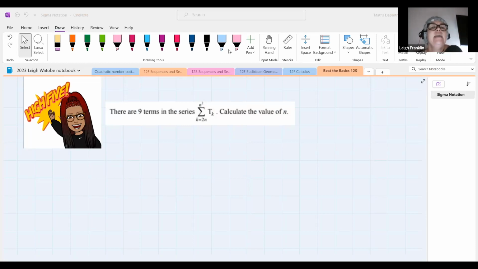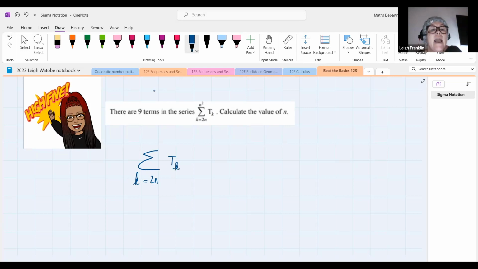Okay, this is again a little bit of problem solving, but again, it is application of the basics. Always, always, always application of the basics. They have given us something that's quite unusual. We've got the sigma symbol. We've got at the bottom k equals 2n. Our rule is tk. And we've got n squared at the top. And they've told us that there are 9 terms in this series. Okay, and they want us to calculate the value of n. So we need to solve for n.